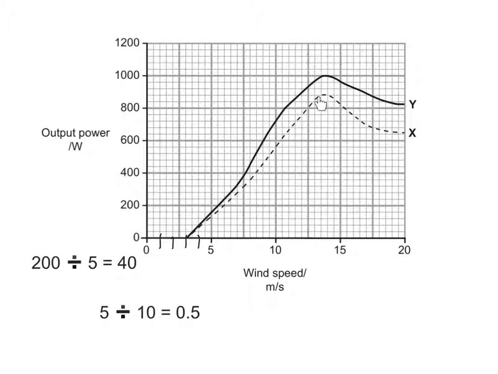If I wanted to find out the maximum value for the power for wind turbine X, I need to go across here and I need to read this scale at this point. But I know that it goes up in 40s, so I will go 800, 840, 880. So that maximum power is 880. But I'll check it by going 880, 920, 960, 1000. So you can see the maximum power for wind turbine Y is 1000. The maximum power for wind turbine X is 880.